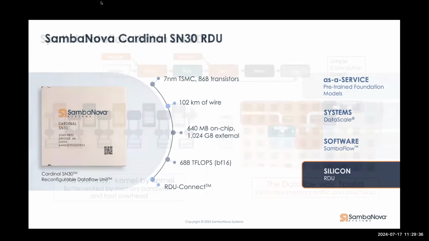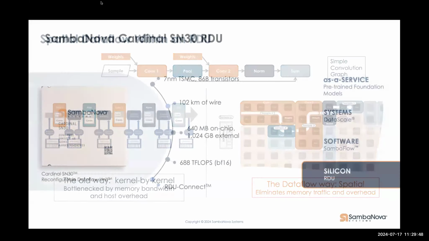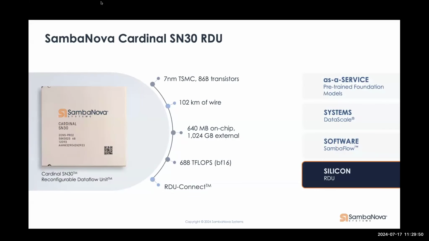Just going back to our previous concept, what we have in the architecture is a data flow chip, right? A chip that supports the data flow way of doing things. But we also have a chip now that is a reconfigurable chip as well. So this chip has, we'll get into some of the characteristics of the chip itself.